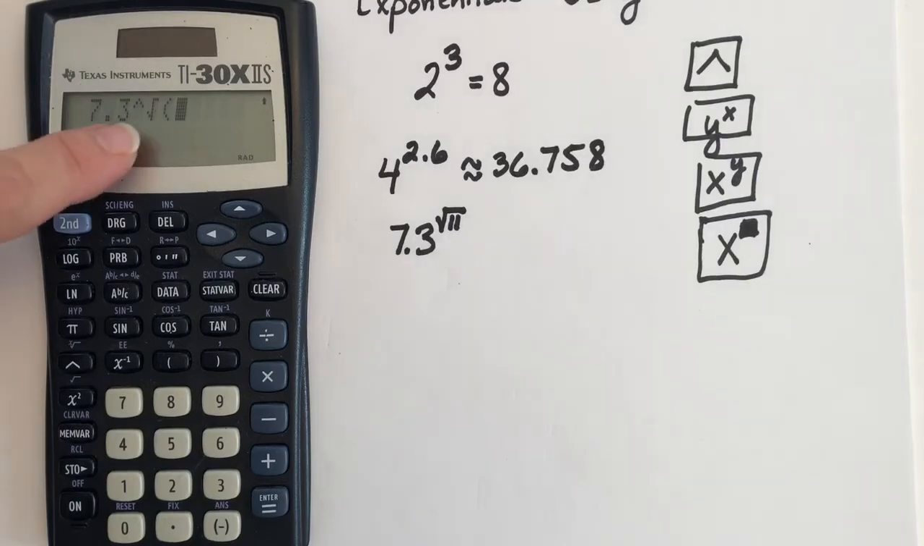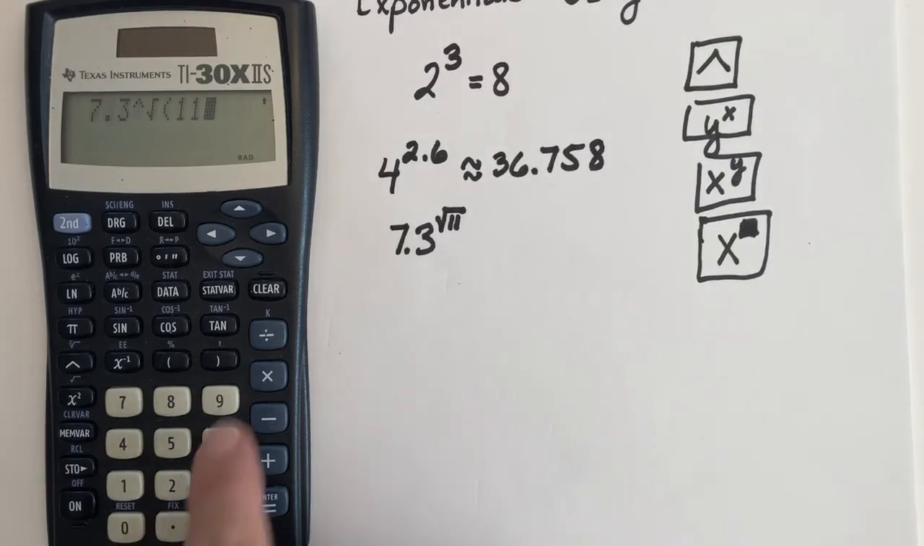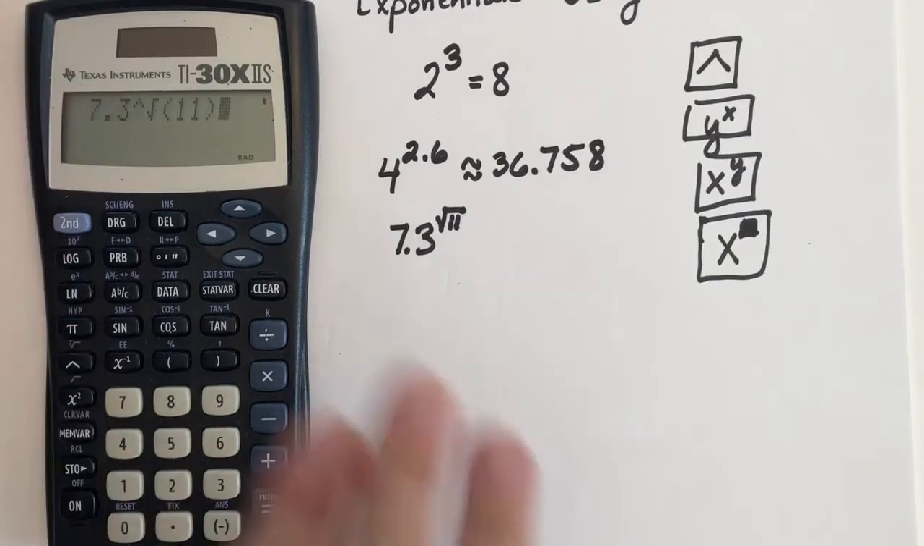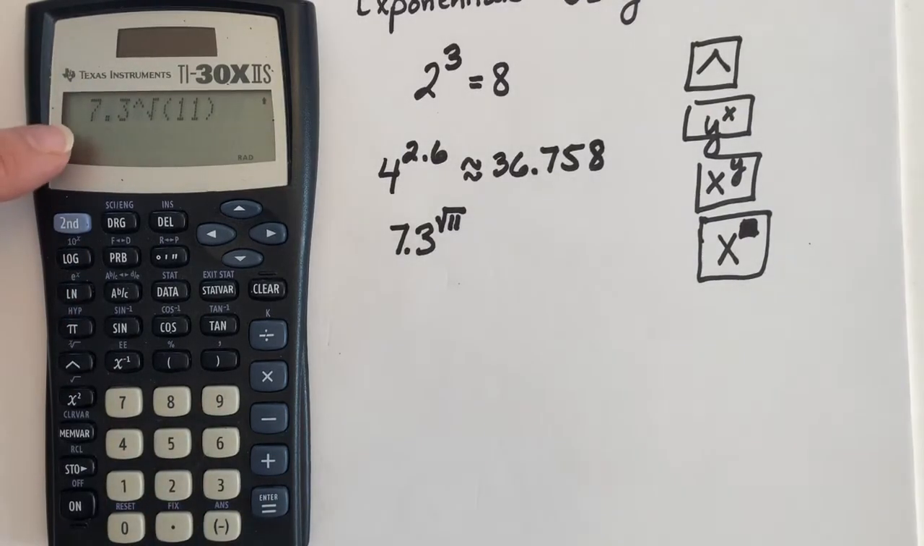My calculator, notice, opens parentheses for the square root. Some calculators do, some don't. You need to pay attention to whether yours does or does not. So when I put in the 11, I'm going to close those parentheses so it knows that the square root is over. So I have 7.3 raised to the square root of 11 power, and I'm going to press enter.